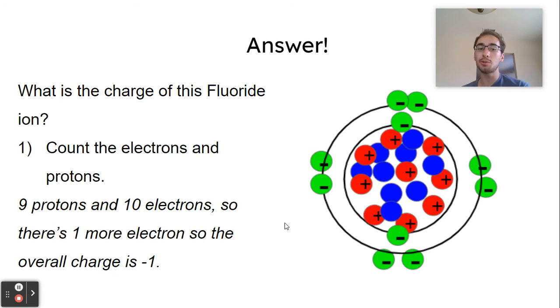So what you can do, you should count the protons. You should have seen that there's 9 protons and 10 electrons. Since there's one more electron, there's one more negative in there. So the overall charge of fluoride is -1. And I use fluoride because that's what you use in your toothpaste to clean your teeth.